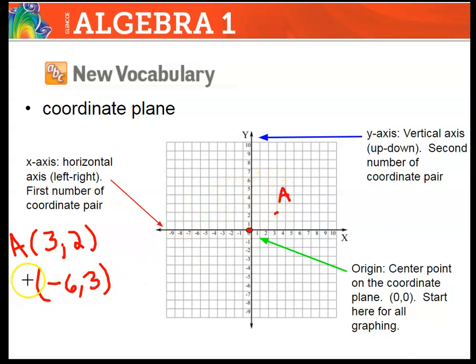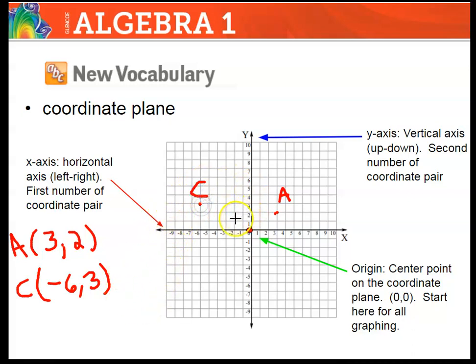Okay, let's say I wanted (-6, 3). I'm going to call this point C. So -6, I'm going to start here at the origin. Always start at the origin. I'm going to go -1, 2, 3, 4, 5, -6. Okay, right there with the -6. And I'm also going to go up 1, 2, 3. Okay.